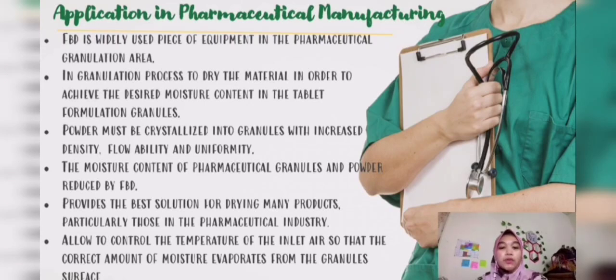The system allows you to control the temperature of the entire air so that the correct amount of moisture evaporates from the granule surface. An excessively hot inlet air temperature can form a surface crust, preventing deeper moisture from being transported to the surface, delaying the drying process rather than accelerating it.